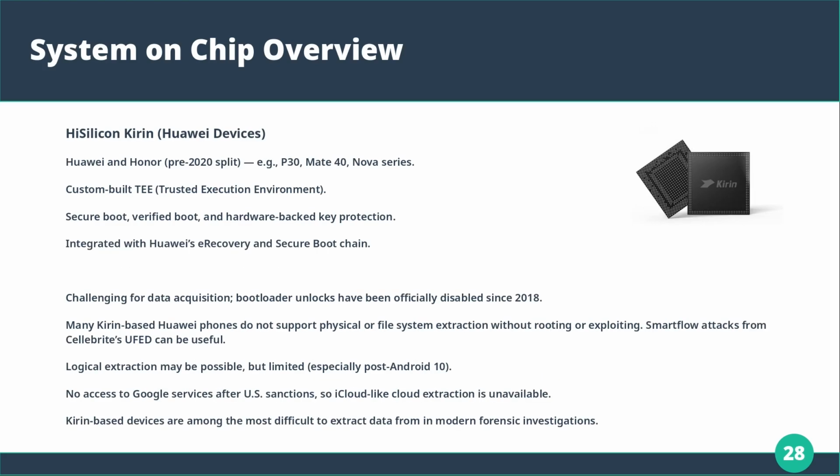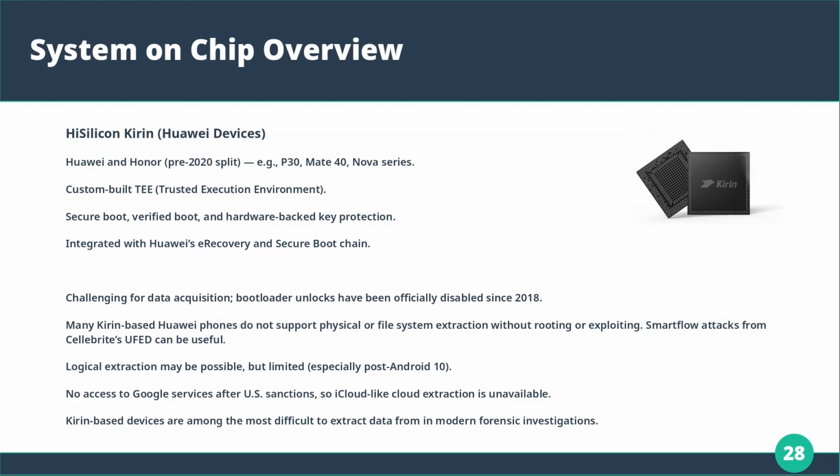Next, we have HiSilicon Kirin. This is developed by HiSilicon, Huawei's in-house chip division. You'll find Kirin in Huawei and Honor devices from before the US sanctions, for example, in the P30, Mate 40, and Nova series. These chips feature a custom trusted execution environment along with secure and verified boot and hardware-backed key protection. But from a forensic standpoint, Kirin devices are among the hardest to extract from.